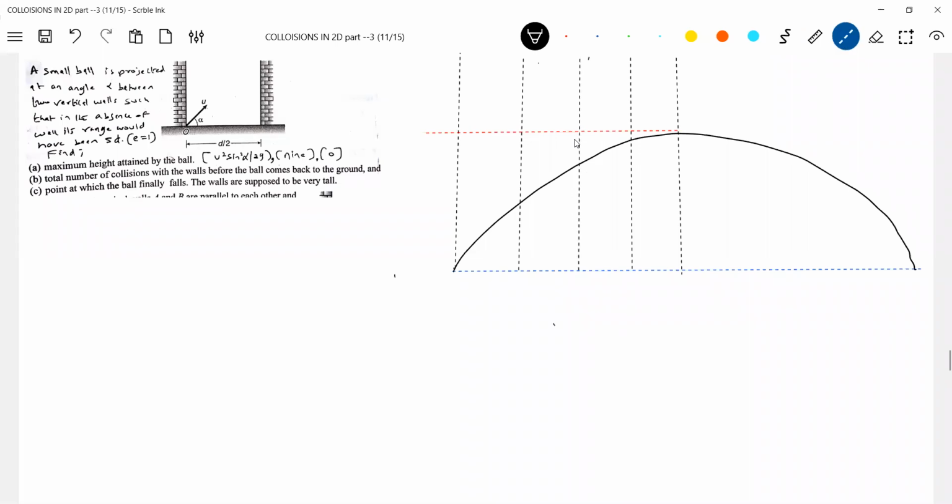Okay, read the question. No, I'm projecting it. So first, what will it do? It will collide. This is the wall, the left wall. Wall one, wall two.